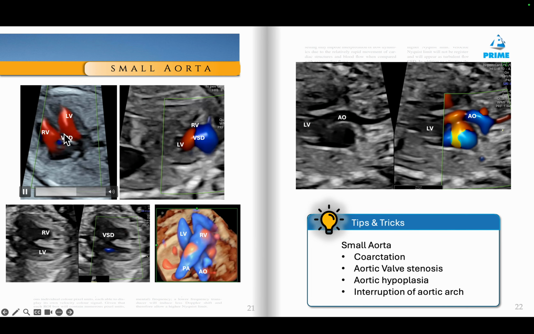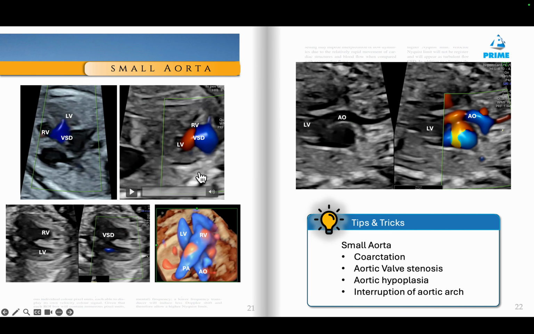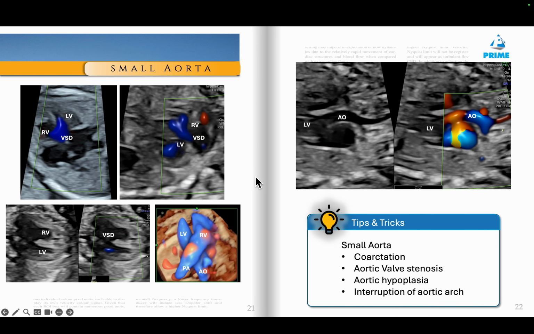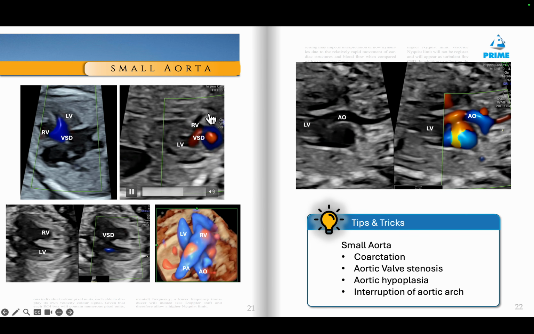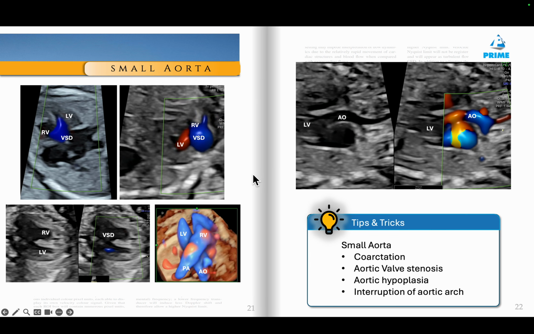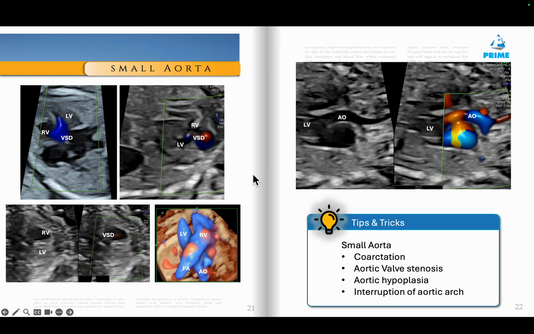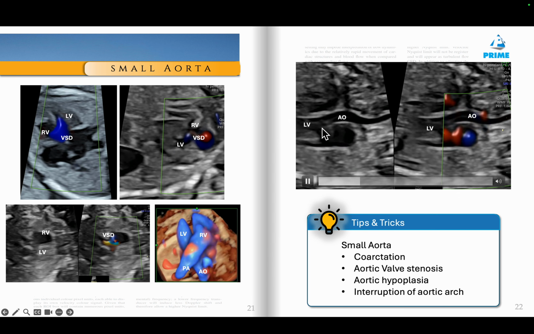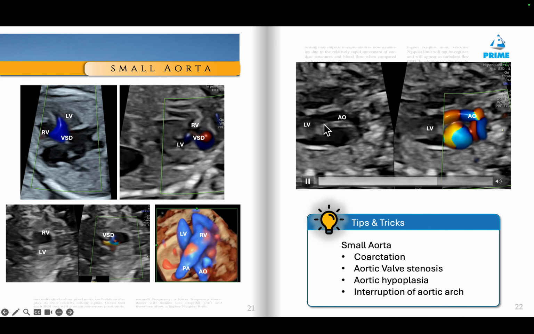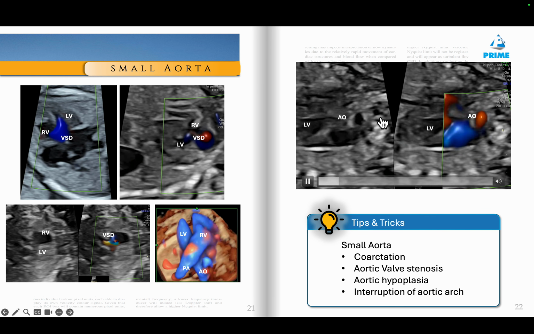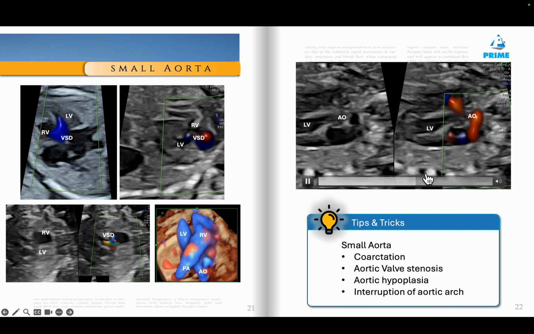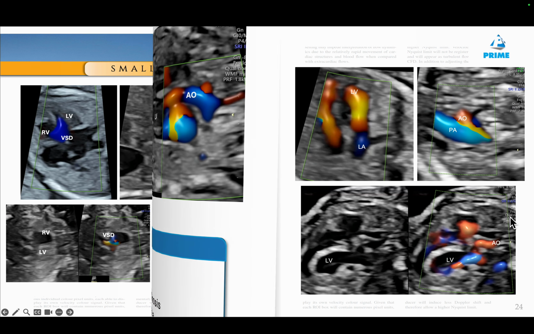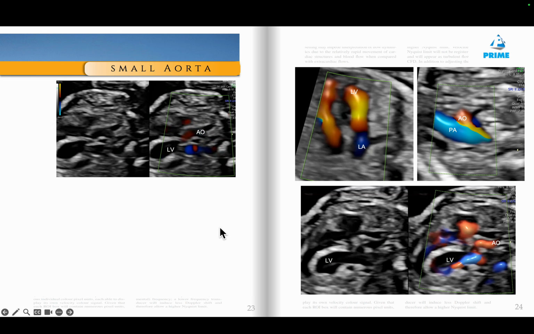This is the large VSD, LV and RV inflow signals, and you see this VSD which is actually filling the left ventricle. And when it comes to the aorta, now this is the pulmonary artery which is large, you see the aorta is small. Same patient, another patient where you see the aorta is small and you see it bifurcates here, and there is a strong suspicion of interruption of an aortic arch.